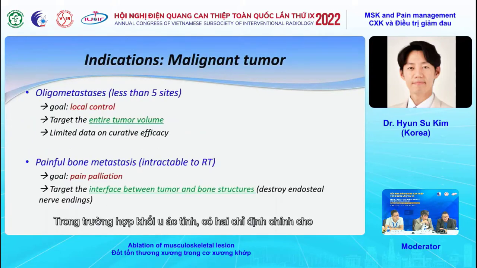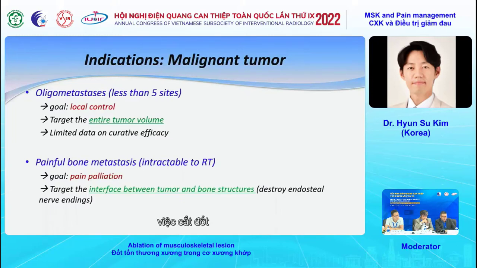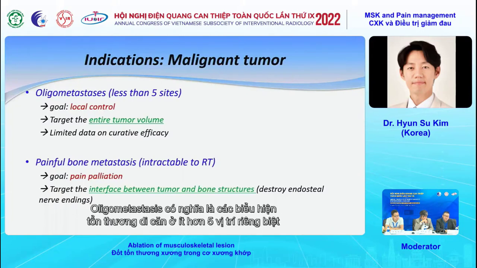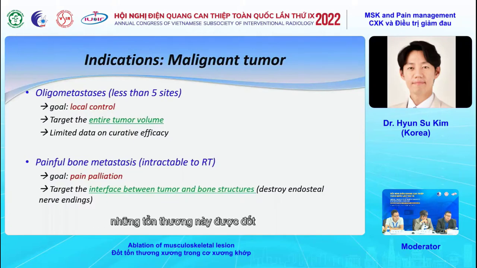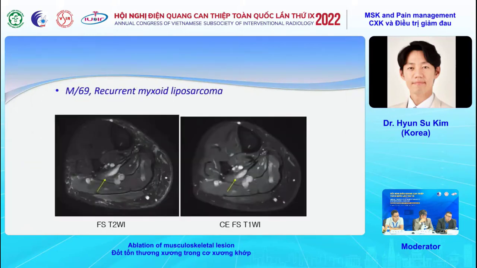In case of malignant tumors, there are 2 major indications for ablation. One is oligometastasis and the other is painful bone metastasis. Oligometastasis means presence of metastatic lesions in less than 5 separate sites. For these lesions, ablations are done to ablate the entire tumor to achieve local control. On the other hand, ablations done for painful bone metastasis that is intractable to radiation therapy targets the interface between the tumor and surrounding bone.